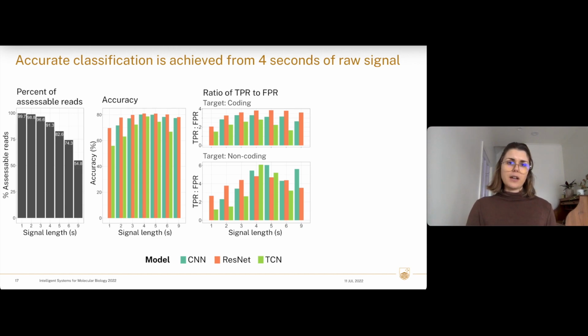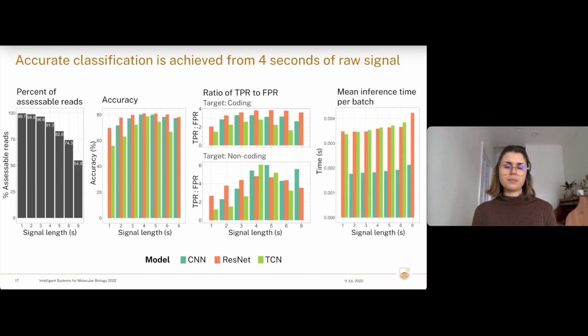So the deciding factor for which architecture to select became the time to make prediction. So you can see that the CNN in dark green is around twice as fast as the TCN and the ResNet. And it's really important for this application, since the model is being used in real time during sequencing, to make those decisions as quickly as possible. So from this perspective, the CNN is the favoured candidate.